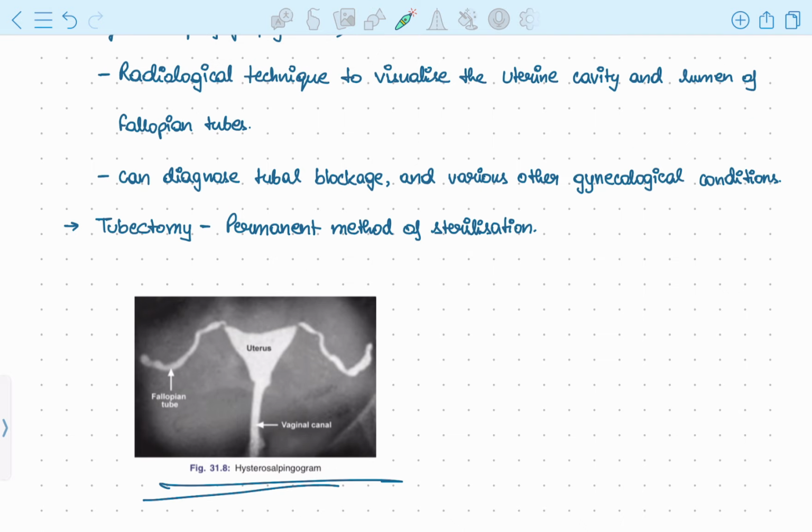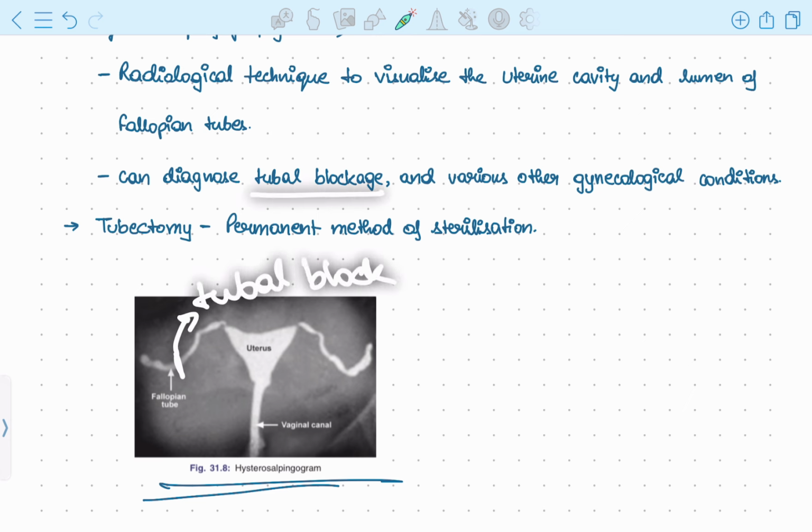It is a radiological technique to visualize the uterine cavity and the lumen of the fallopian tubes. We will insert a dye from the vagina and then take multiple X-rays. In the X-rays, you will see where the dye goes. Now if the dye stops here, that means you have a tubal block. This tubal block can lead to infertility.